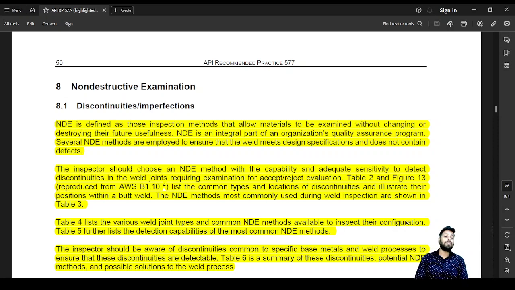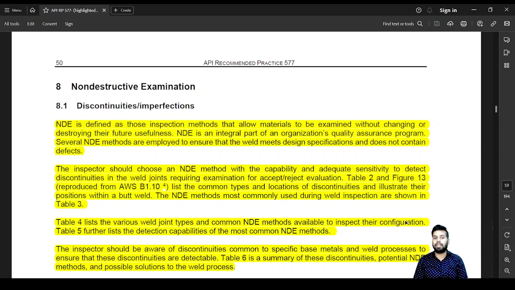Okay. So regarding discontinuities and imperfections, non-destructive examination is defined as those inspection methods that allow the material to be examined without changing or destroying its future usefulness. The non-destructive examination is an integral part of an organization's quality assurance program. Several non-destructive examination methods are employed to ensure that the weld meets the design specification and does not contain any kinds of defects. The inspector should choose the non-destructive method based on the capability and adequate sensitivity to detect discontinuities in the weld joints, requiring the examination for accept and reject evaluations.